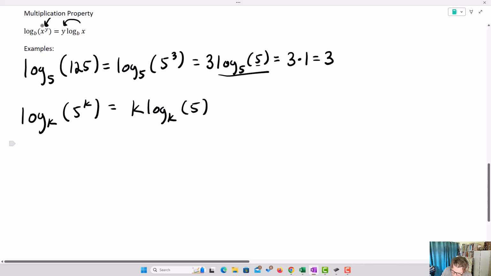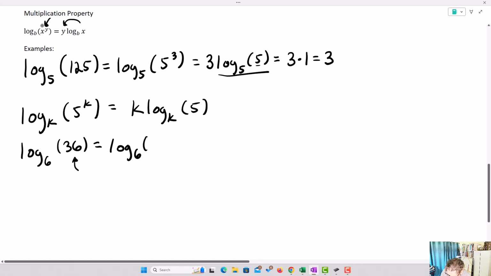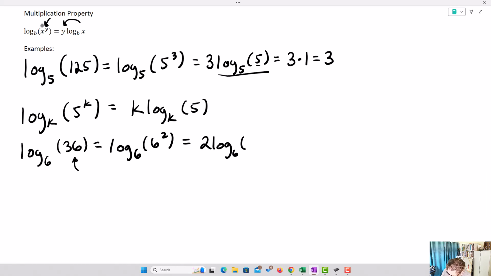Let's take another example. Let's say, for example, we've got log base 6 of 36. You want to notice, and it's actually really handy, you can think in terms of powers when you're working with logarithms. You can start to notice ways to simplify these things. Well, log base 6 of 36, we know that 36 is 6 squared. So this is log base 6 of 6 squared. So this ends up being 2 log base 6 of 6. And that is, again, 2 times 1, which equals 2. Okay?